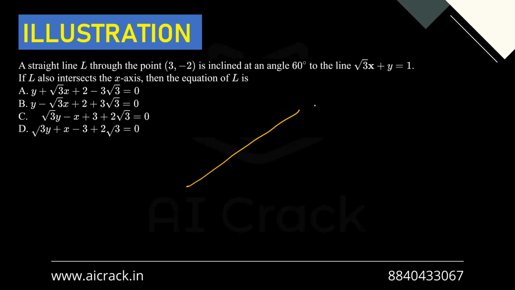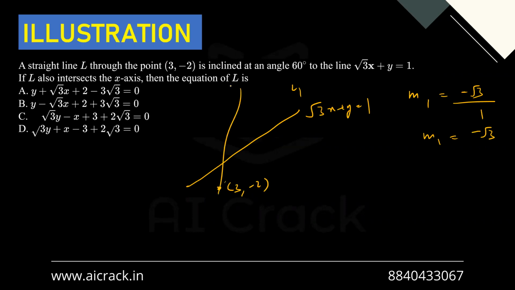So we have been given one line, root 3 x plus y equals 1. With the help of our general equation, the slope of this line, let's say this line is L1, would be minus the coefficient of x, that is minus root 3, divided by the coefficient of y, that is 1. So let's call it m1 only. m1 equals minus root 3. Now there is one more line which is passing through (3, minus 2). Let's say (3, minus 2) is somewhere over here, and this line is passing through there and is inclined at an angle of 60 degrees.